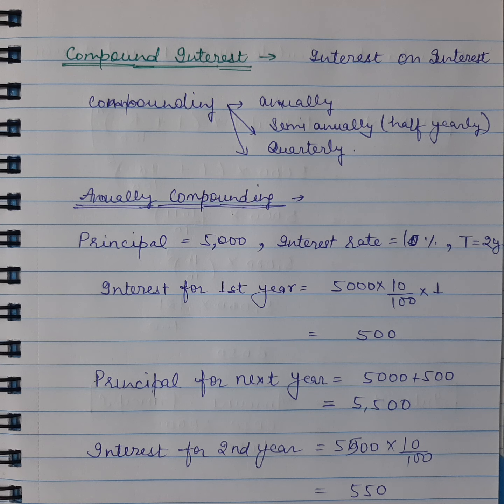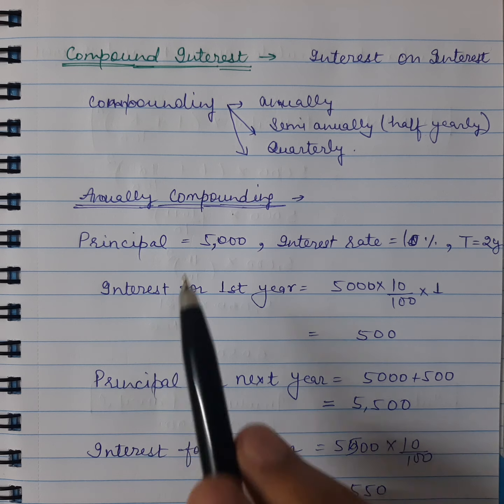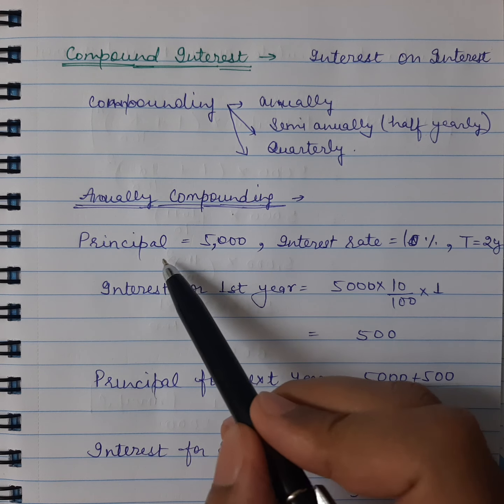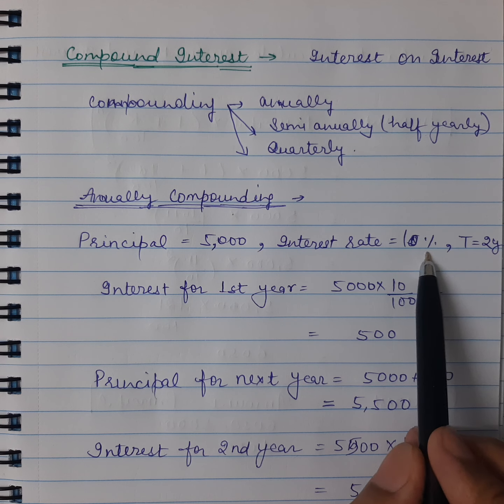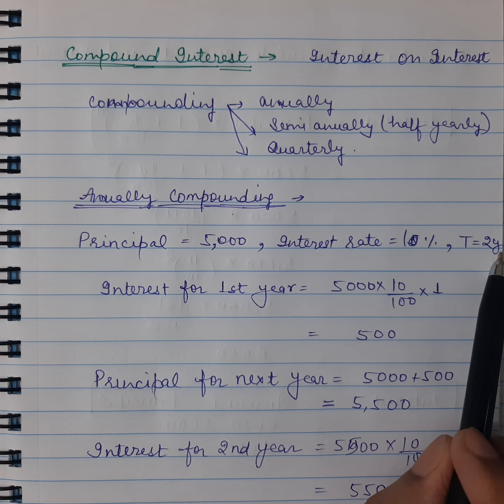So let's first understand what annual compounding is, and in the next video I'll cover how the compounding is done semi-annually or quarterly. So first, annual compounding. Let's understand with the help of one example. Here the principal is 5,000 rupees, interest is at the rate of 10% and time is 2 years.